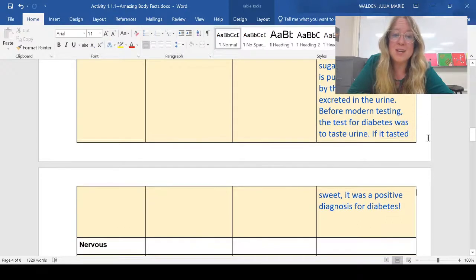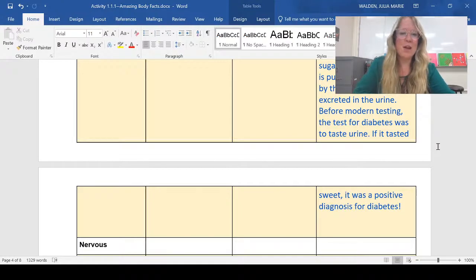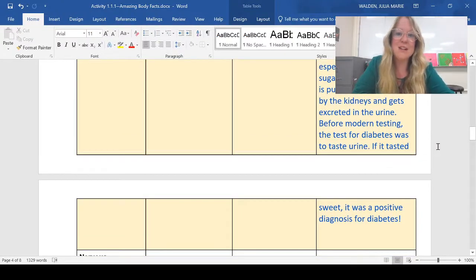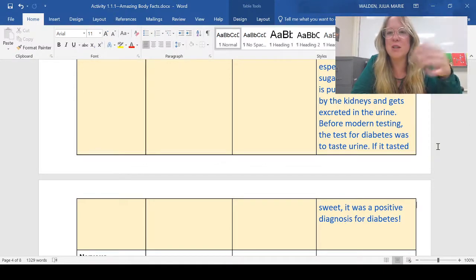Before modern testing, the test for diabetes was to taste the urine. Yes, your doctor would have you pee in a cup, and then they would taste it right then and there in front of you to determine if you had diabetes. Okay, now luckily, that's not how they test for it anymore. But that is my fun fact. And if you look up what diabetes means, it actually means sweet fountain.